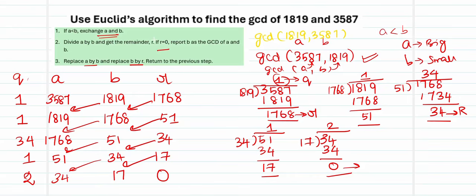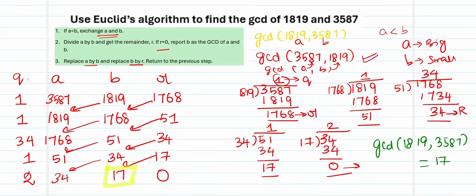Now, what is going to be the GCD? The value in my position B is my GCD. What is going to be the value in my position B? This is my position B, and hence 17 becomes the GCD of the numbers 3587 and 1819. So, we conclude that the GCD of 1819 and 3587 is going to be equal to 17.